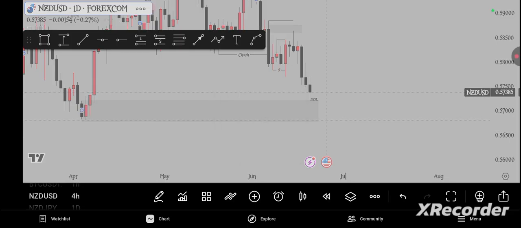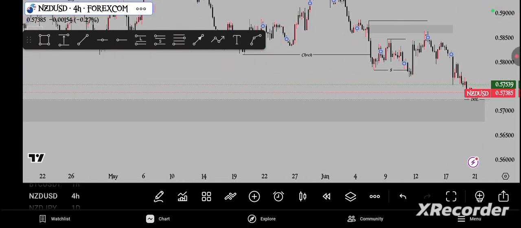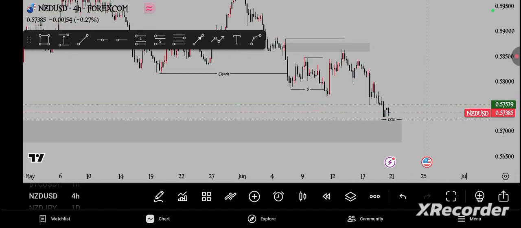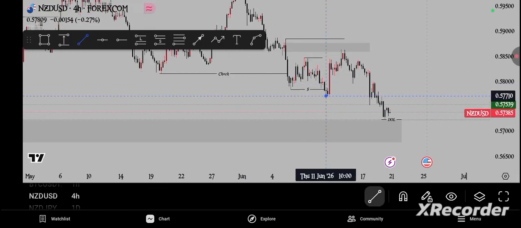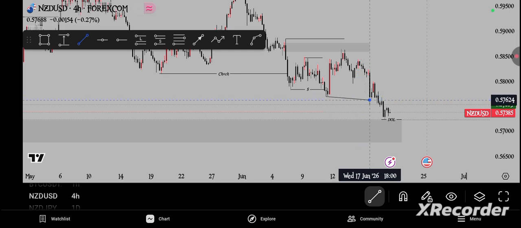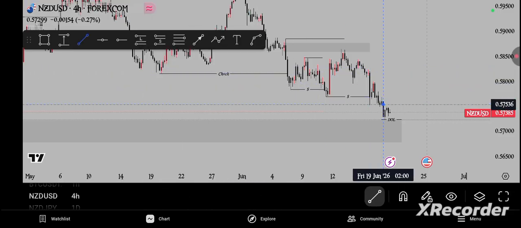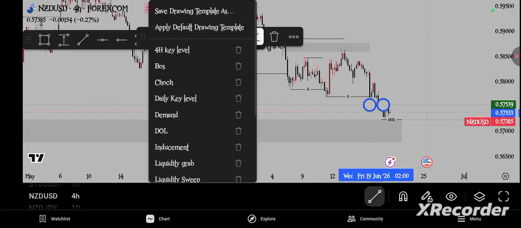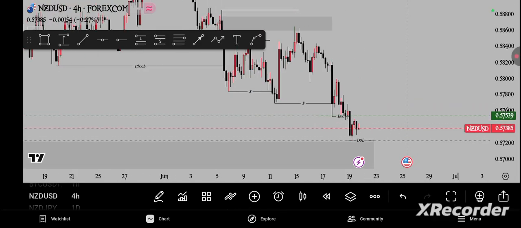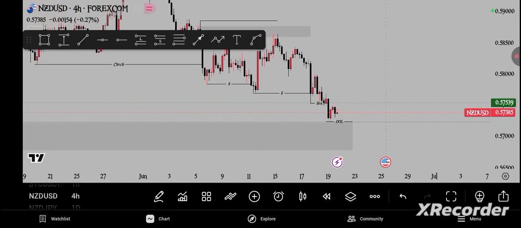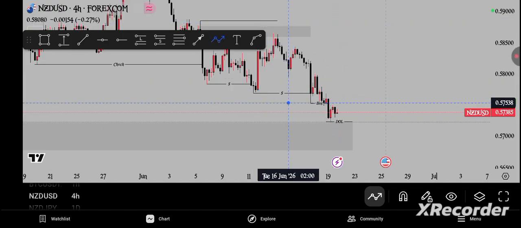That will be our draw on liquidity. Going forward for clearer structure, you can see price reacted from this supply and broke the structure down. So we broke the structure down. In essence, this was our supply. To identify our supply, we have to look for what?